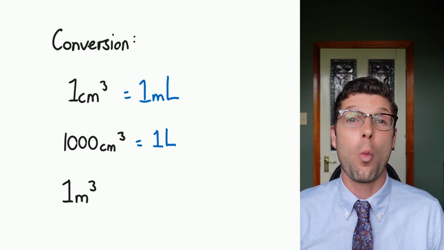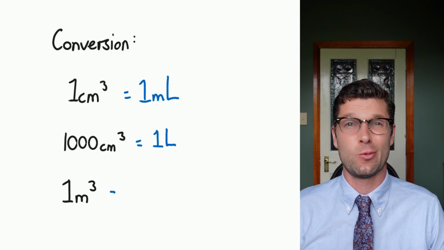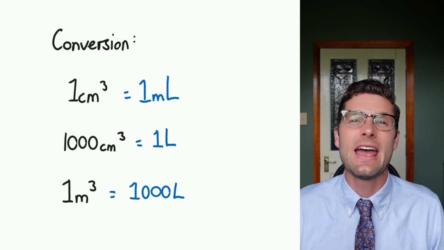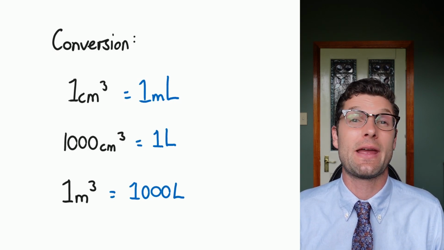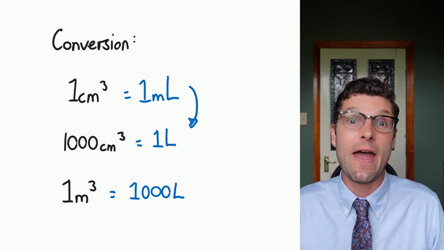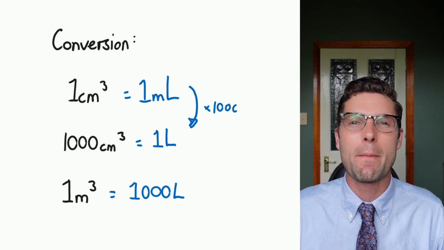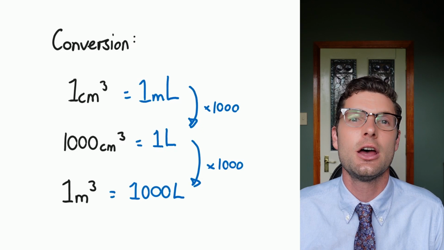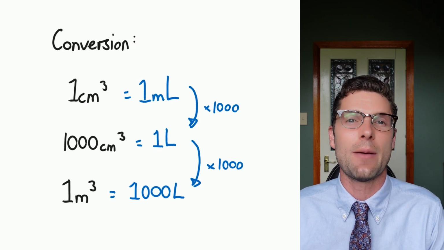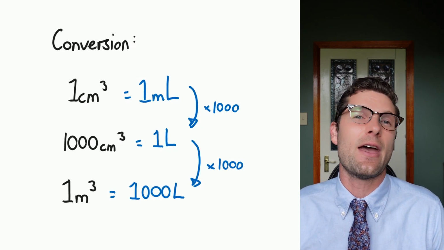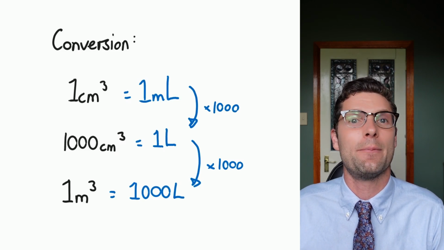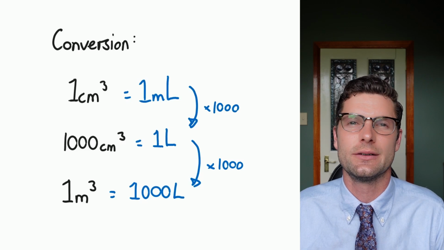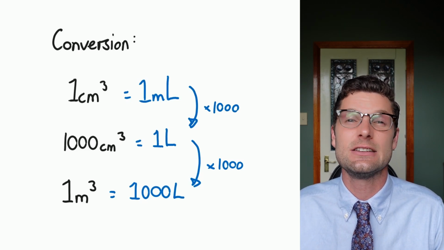And then from here, if I've got 1 meter cubed, which is quite a lot, if you think about 1 meter in front of you and then 1 meter up, in order to fill that with water, it would be 1,000 liters. So for each one of these jumps, all we've got to remember is times 1,000. To go from 1 cubic centimeter to 1,000 cubic centimeters, we jump up by times 1,000. And then when we go from 1 liter up to 1,000 liters, that's 1 meter cubed. So getting these conversions down is really important.